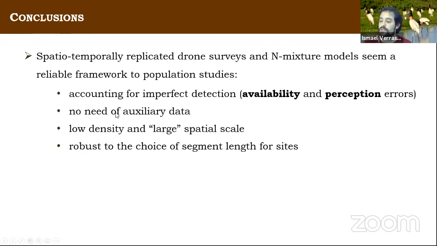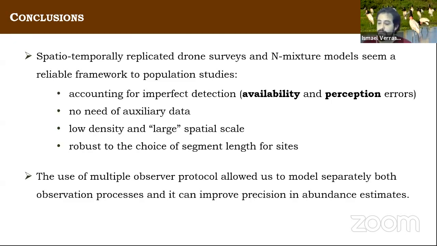We did not need to use auxiliary data as is usually done for aerial surveys. We applied this approach for a relatively low density species and at a relatively large spatial scale, especially when we are talking about studies with drone surveys. And the approach was robust in this case to the choice of segment length for sites.